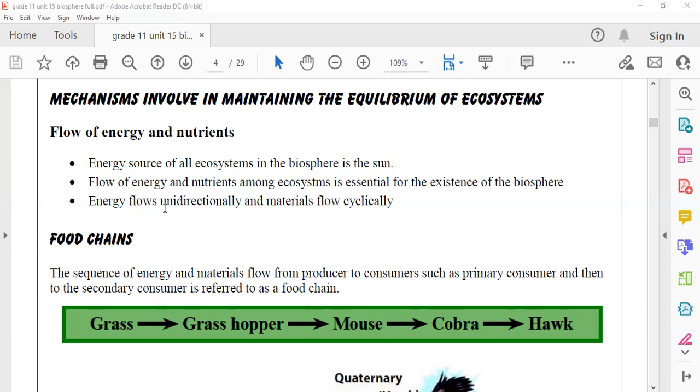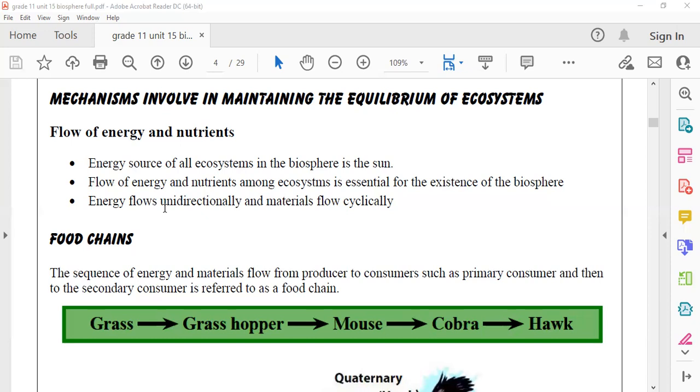In that case, if you take energy, the source of energy for all ecosystems in the biosphere is the sun. The sun is an inexhaustible resource. It is a never-ending resource. So for energy, there is no need to maintain an equilibrium because the sun is there to continuously give us energy. So energy is not maintained at equilibrium, but nutrients and minerals are maintained at equilibrium.